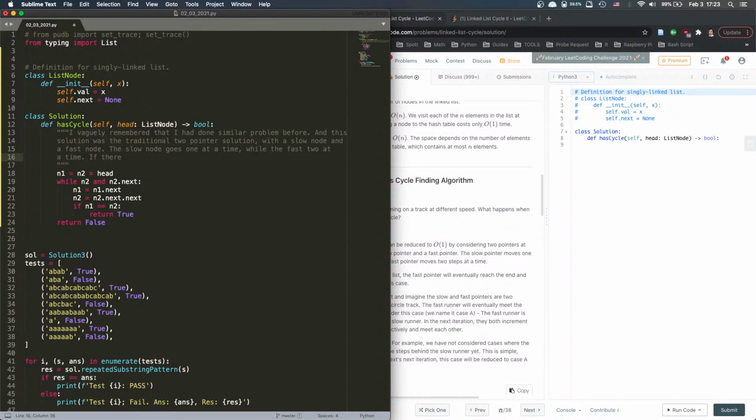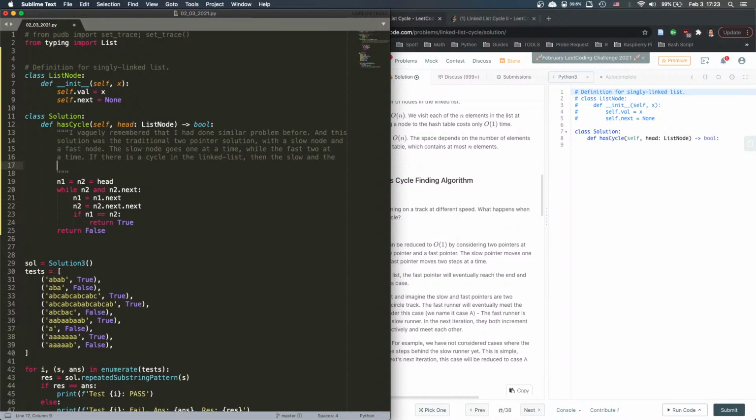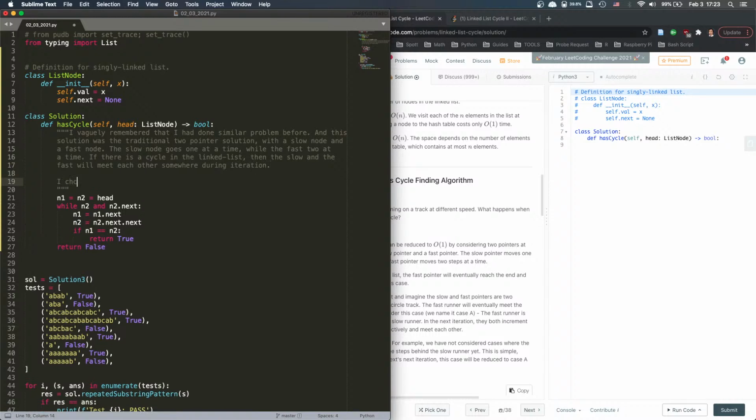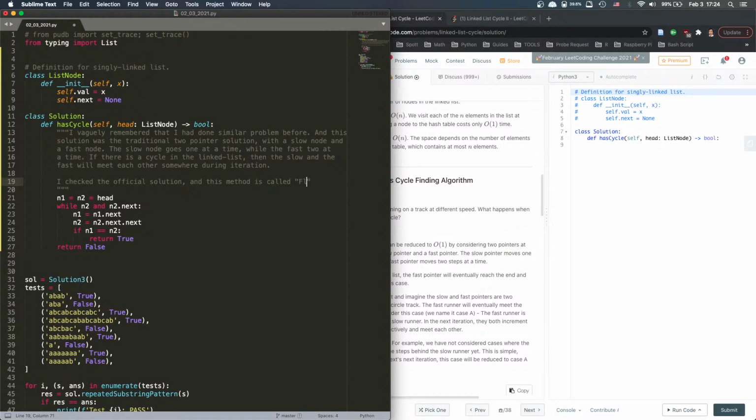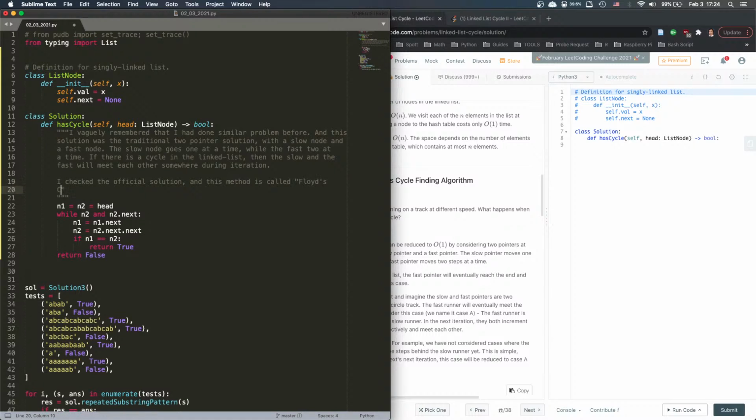If there is a cycle in the linked list, then the slow and the fast will meet each other somewhere during iteration. I checked the official solution, and this method is called Floyd Cycle.